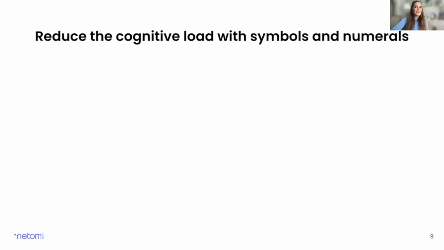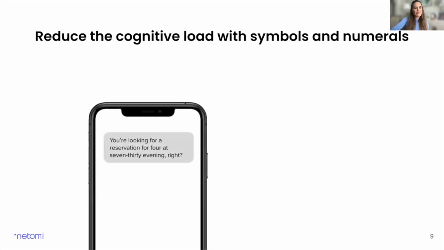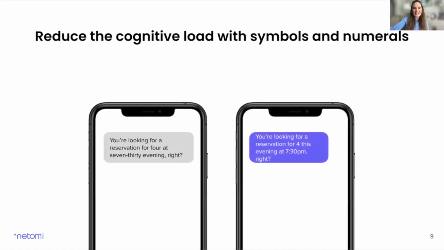We also want to reduce the cognitive load. We want to make it as easy as possible for the human brain, the users that we're talking to, to understand and comprehend what we're saying. And there's a few really simple tweaks that we can do to do this. One is using symbols and numerals over text. So instead of writing out, you're looking for a reservation for four at seven thirty this evening, right? No, let's just make it simple. You're looking for a reservation for 4 this evening at 7:30. The example on the right is just a lot easier for the end user to comprehend and read quickly.